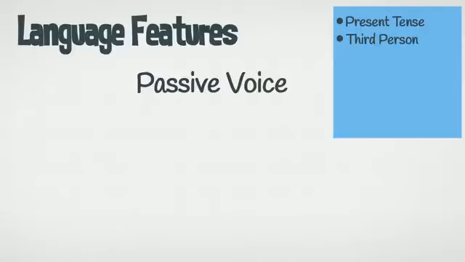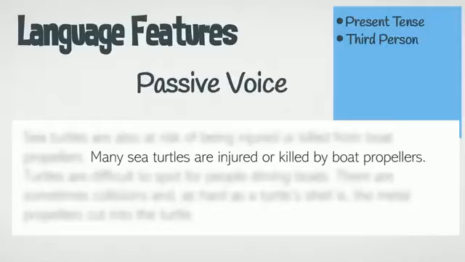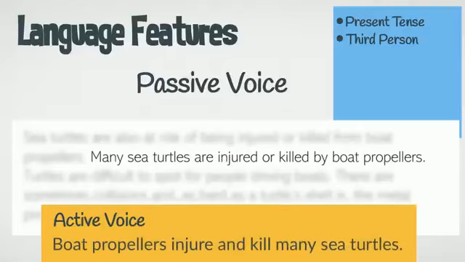Passive voice. Information reports should be written in passive voice. Take this example from a different part of the same report. It reads, "Many sea turtles are injured or killed by boat propellers." This is passive voice. I'll rewrite the same idea in active voice. Boat propellers injure and kill many sea turtles.